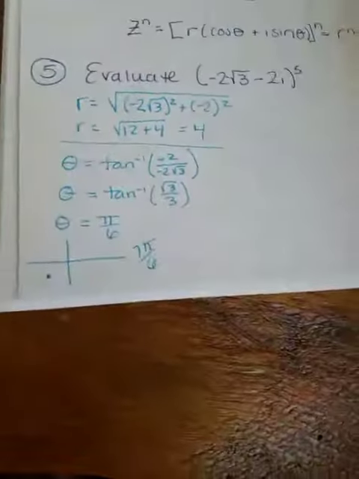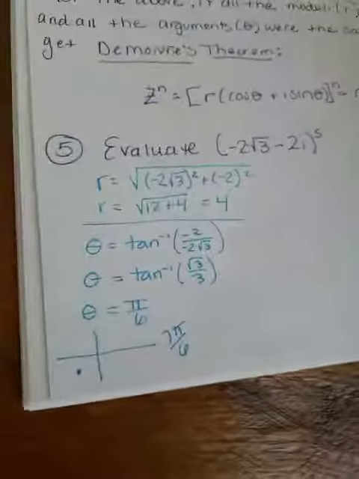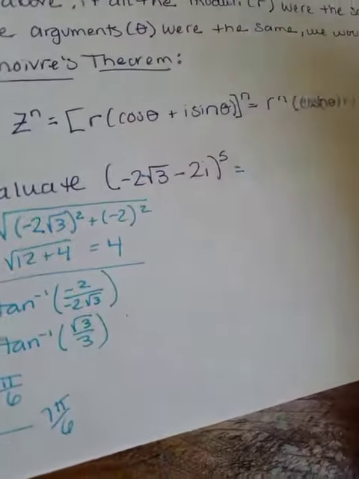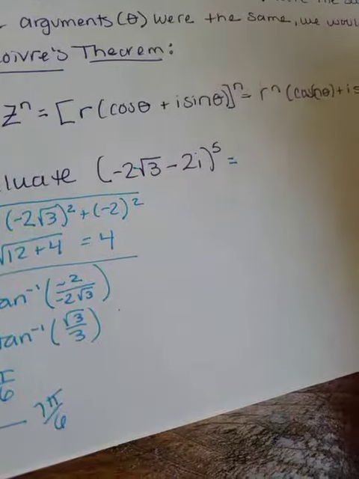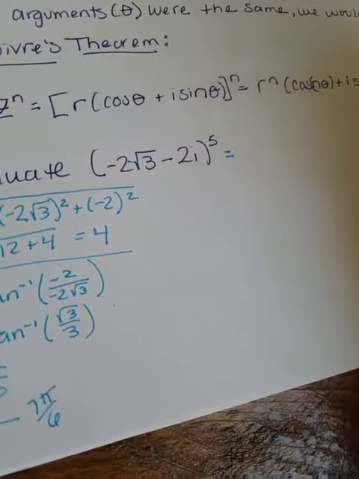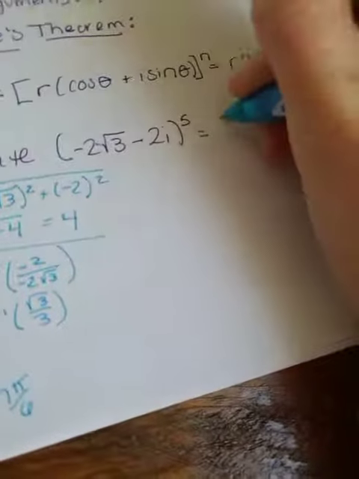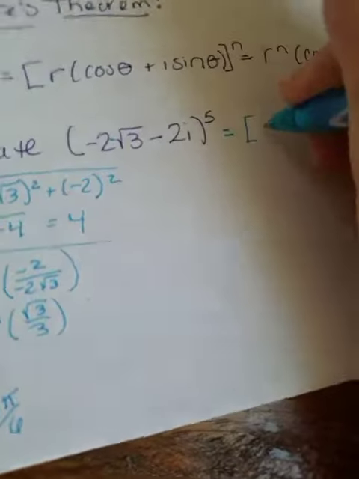Okay, so we found our r, we found our theta. So now we're going to take this and write it in the form of r to the n cis n theta. So here we go. Remember, we're just going to rewrite this. I can take it one step at a time.